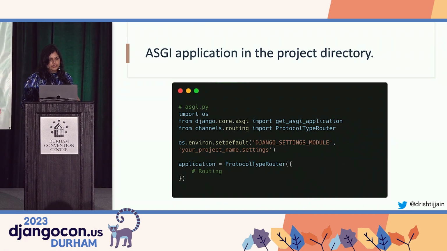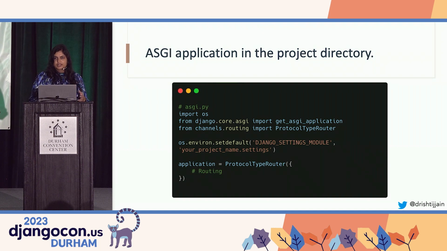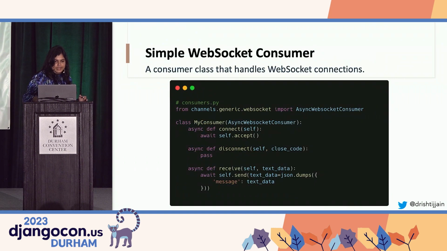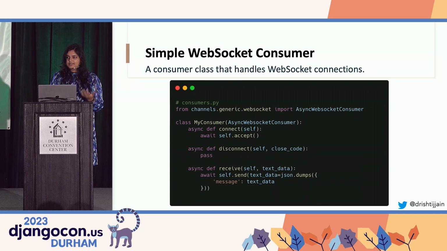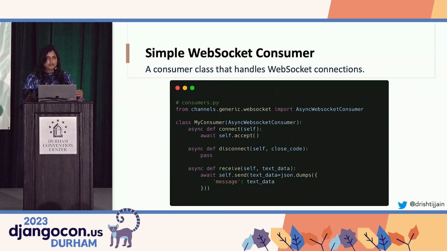And in your application, you would have a protocol type router. This is the way you would route your information. So all of your routing information goes inside this block. The next part you have to create is the simple WebSocket consumer. So you would have your consumers.py file, and you would mention everything about what happens when it disconnects, how it connects, once it receives a request, is there a message you want to send, is there something else that you want to send. All of that logic comes in the receive part.